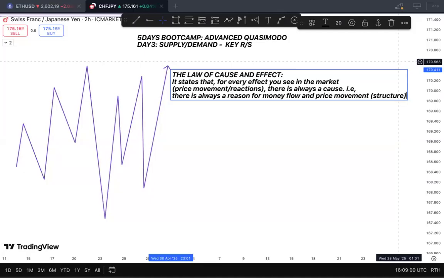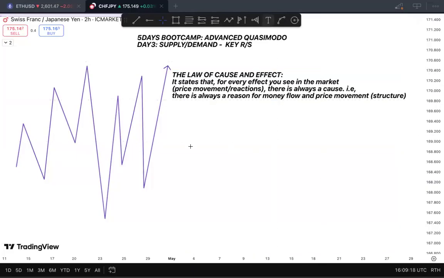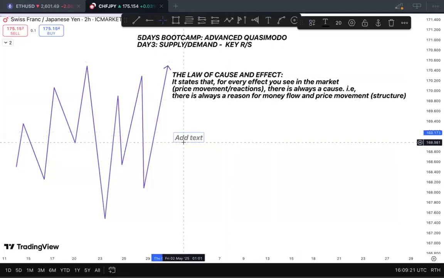And there are two important keys that we must note, and these two important keys, I sum them into one. And the question is this: where is price coming from, or where is structure coming from?